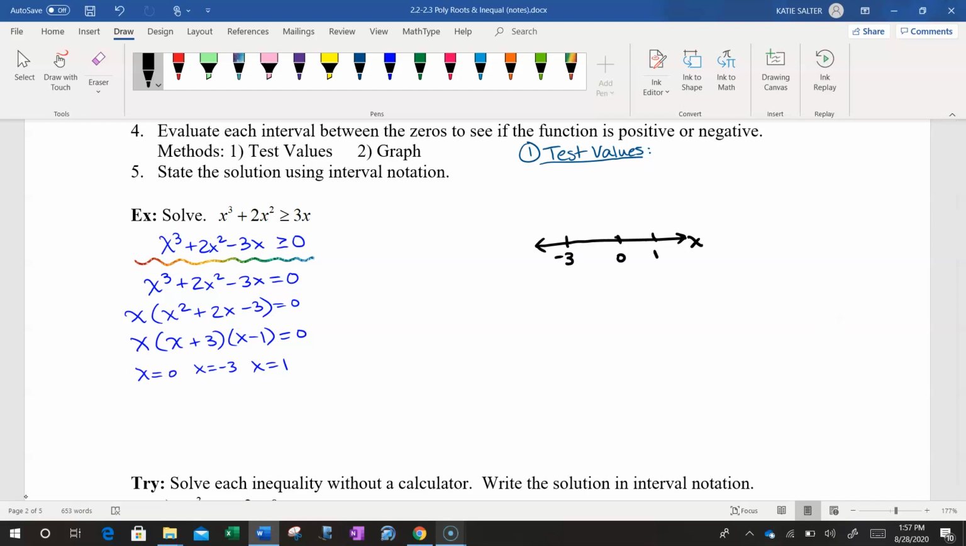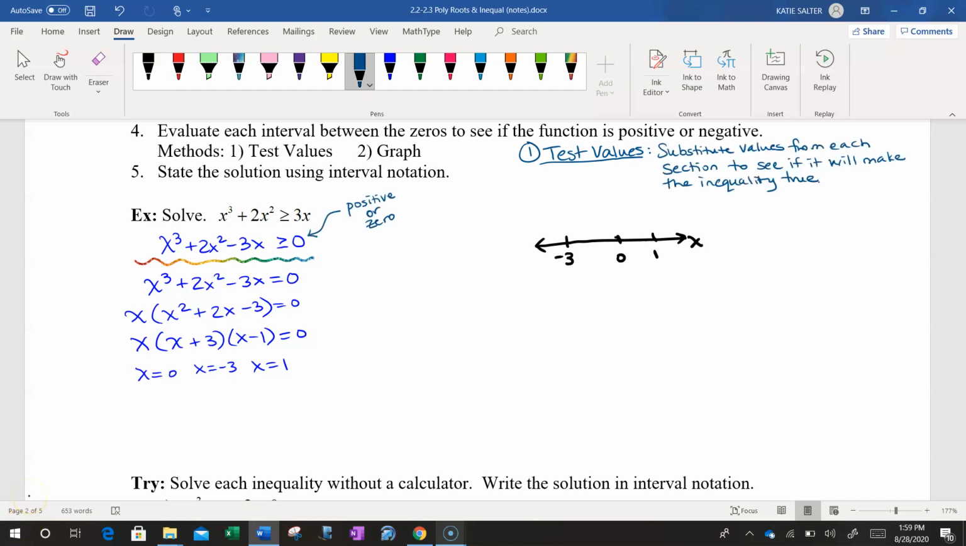All right, so what we're going to do is substitute values from each section. So before negative 3, between negative 3 and 0, between 0 and 1, and after 1, to see if they would actually satisfy the inequality. Would they make the inequality true? When we set this equal to 0, it ended up coming out to be greater than or equal to 0. We're looking for, if we were to substitute values from each of these sections, would it make this inequality greater than 0 or equal to 0? If it does, then we shade that region. If it doesn't, we don't shade that region.